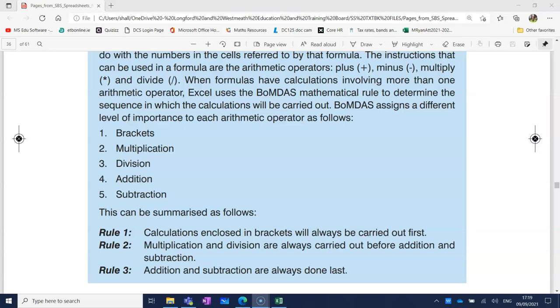Rule 1. Calculations enclosed in brackets will always be carried out first. Rule 2. Multiplication and division are always carried out before addition and subtraction. Rule 3. Addition and subtraction are always done last.